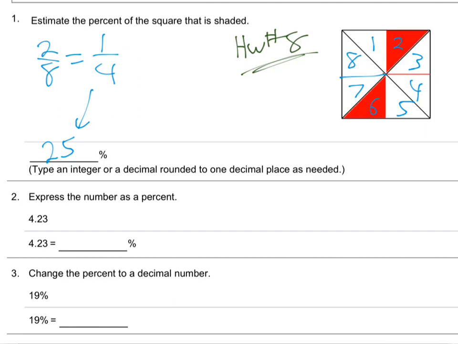What's another way? How would you explain that 1/4 is 25%? Or 2/8, either way, is 25%? Why is it? How do we come up with that number? Any thoughts? What is percent? If somebody asked, what do you mean, what is that? 25%. What's percent? Per 100. Per 100? Is that right? Is percent per 100?